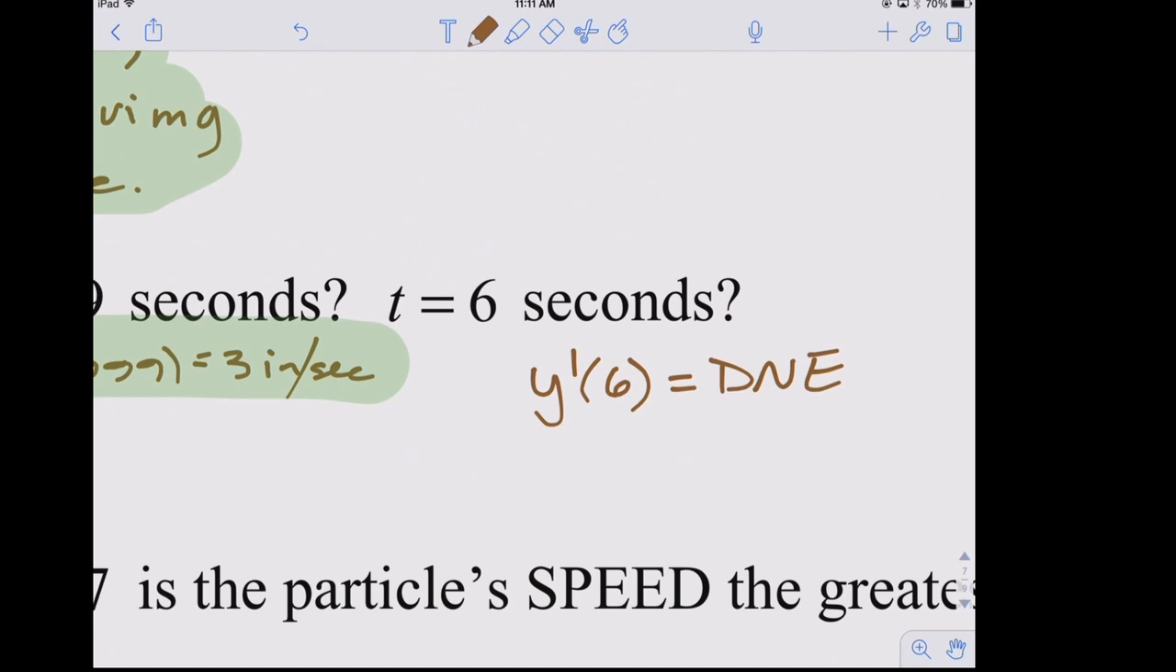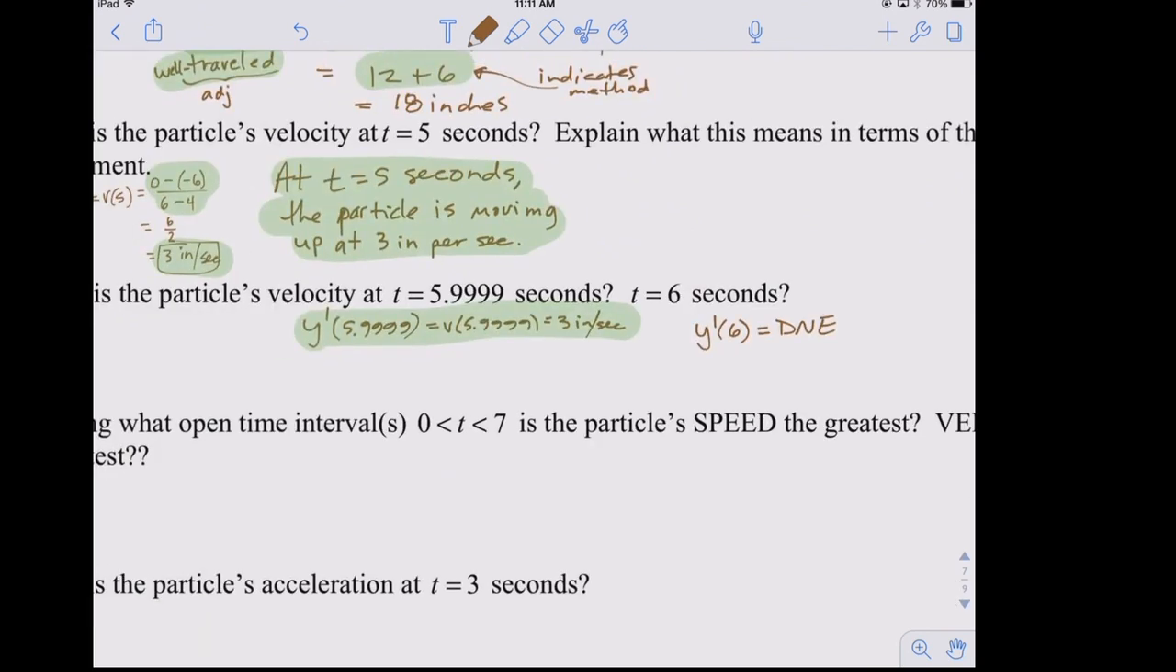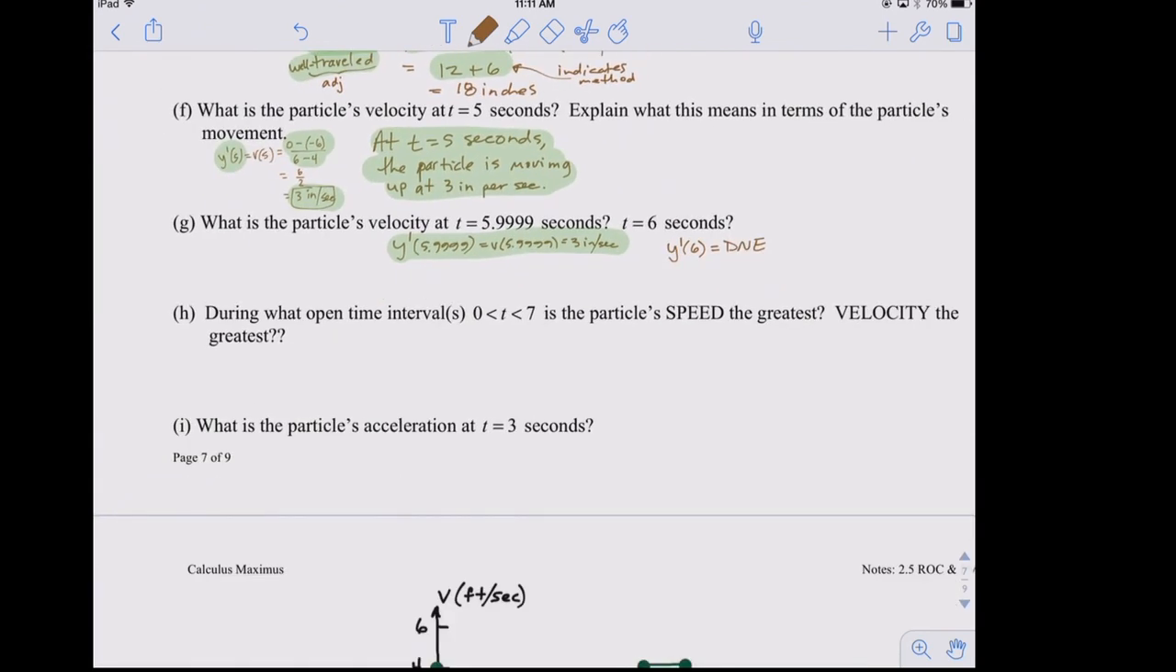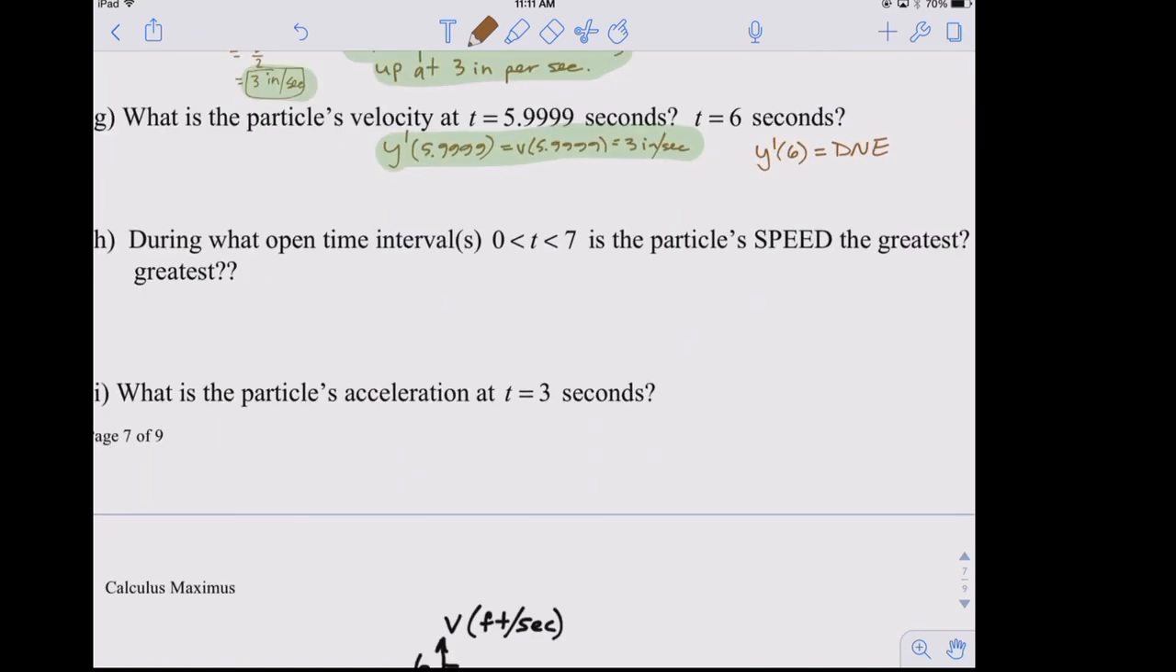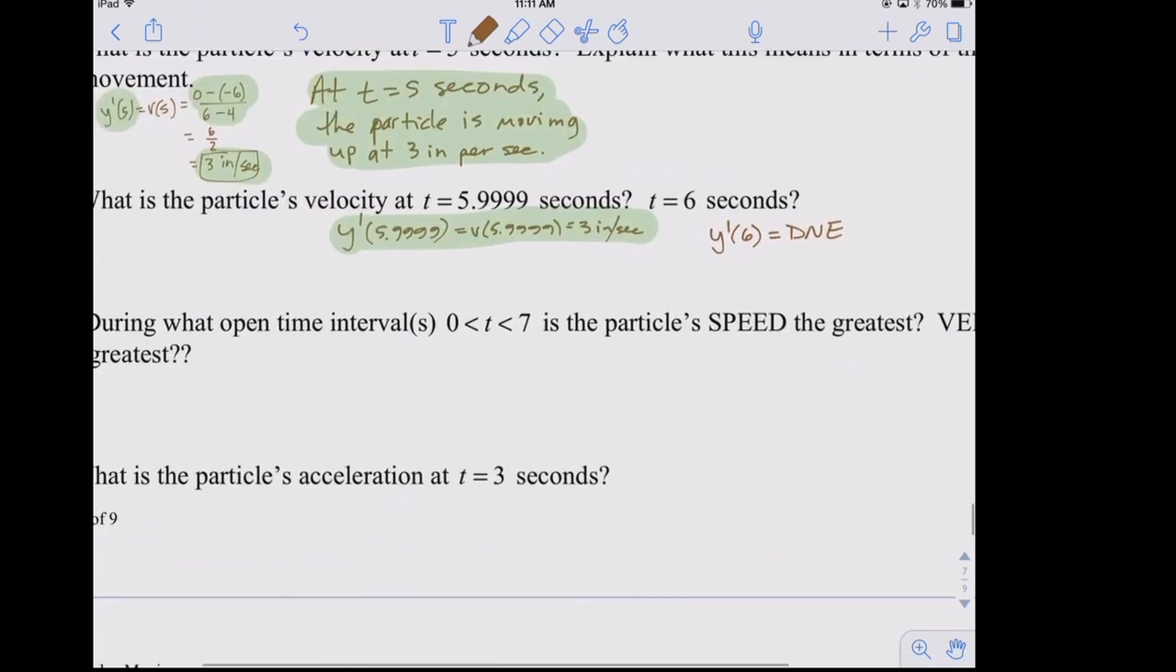Did it ask us to justify? No. If it did, you wouldn't just say since there's a sharp turn there. Remember, it's not differentiable because the slope from the left doesn't equal the slope from the right. It's a good thing it didn't ask us for that. They wouldn't ask you to justify that here. All right, during what open time intervals from 0 to 7 is the particle's speed the greatest?